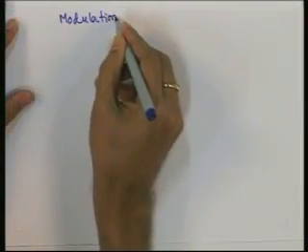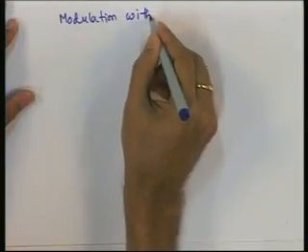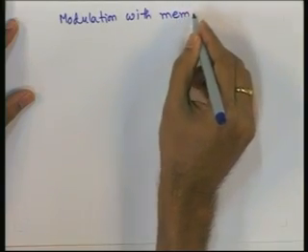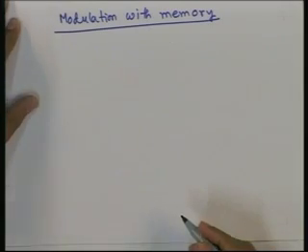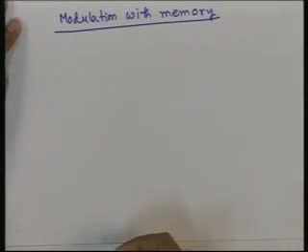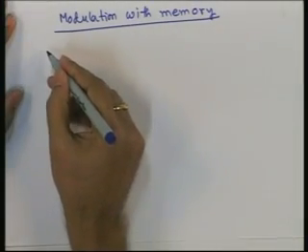So, that is why this technique is called modulation with memory, because the modulation remembers what it transmitted. So, it has some memory. So, we are considering modulation with memory. We will just discuss some simple examples of modulation with memory. First of all, we will consider some baseband modulation.